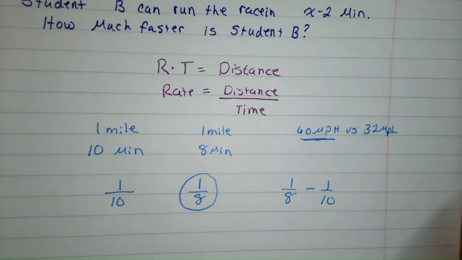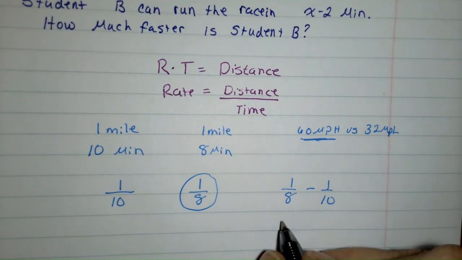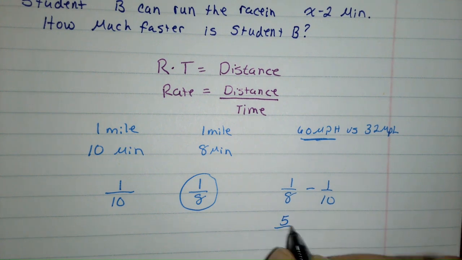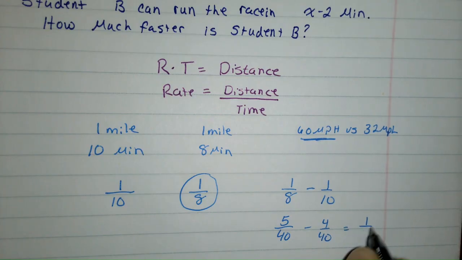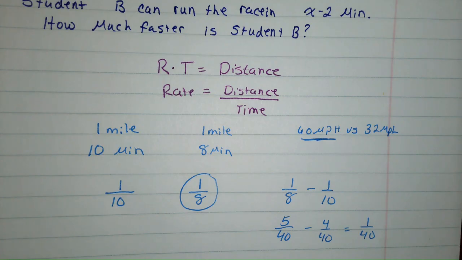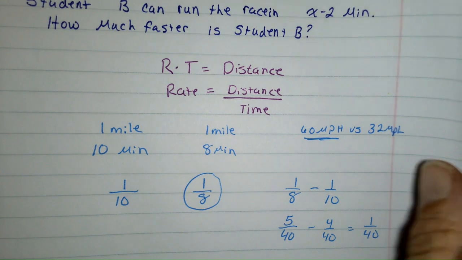Then you get a common denominator, 40, right? So times 5, 5 40ths minus 4 40ths, 1 40th faster if it were a 1 mile race and we're talking 10 minutes and 8 minutes, but they didn't tell us the miles. And we don't know the times. But we still are going to do it the same way.